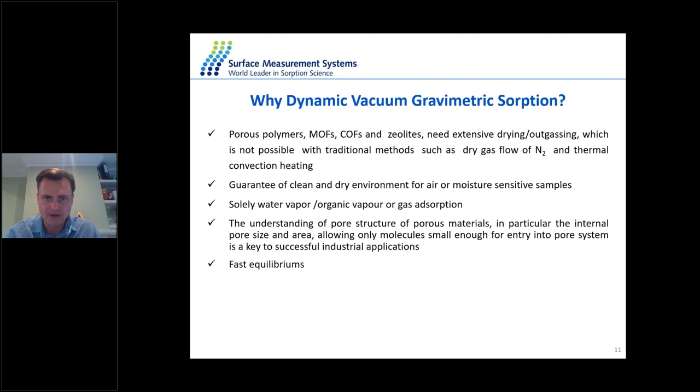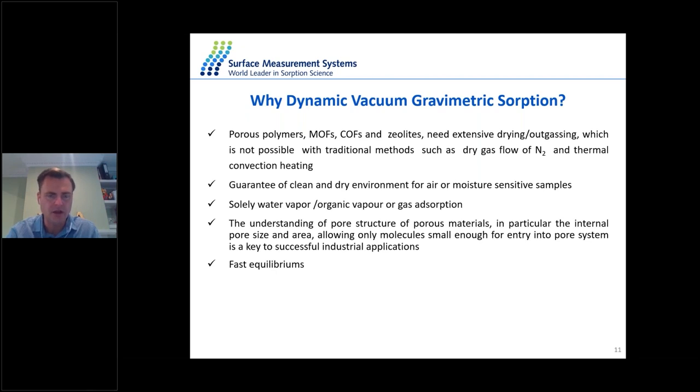In this talk, we focus on the vacuum gravimetric adsorption analyzer. The reason is that MOFs, COFs, or zeolites need extensive outgassing, which is not always possible using traditional methods like flowing nitrogen at high temperatures.